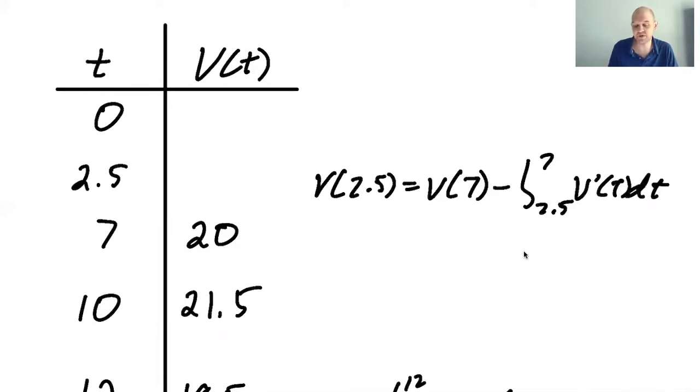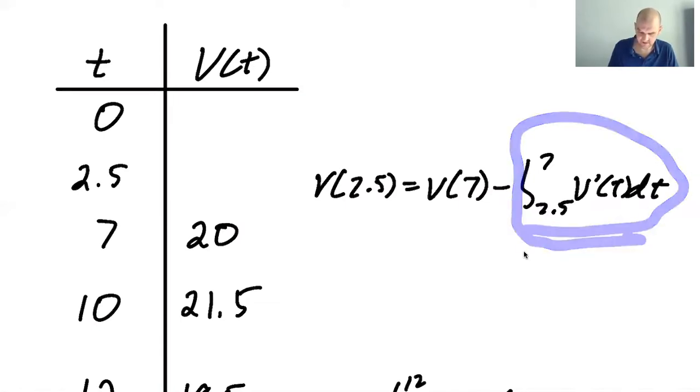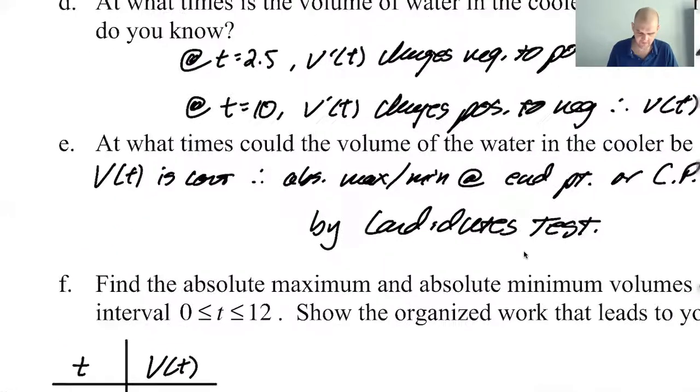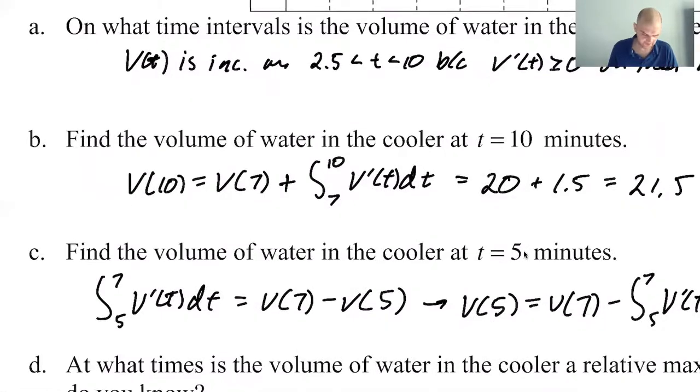I'm doing minus because what I'm essentially saying is that the integral from 2.5 to 7 of v prime of t dt is the displacement. That should be v of 7 minus v of 2.5, and then I rearranged it. So that's where this is coming from. It's the same idea as when we found this. Same exact idea. We're going backwards.